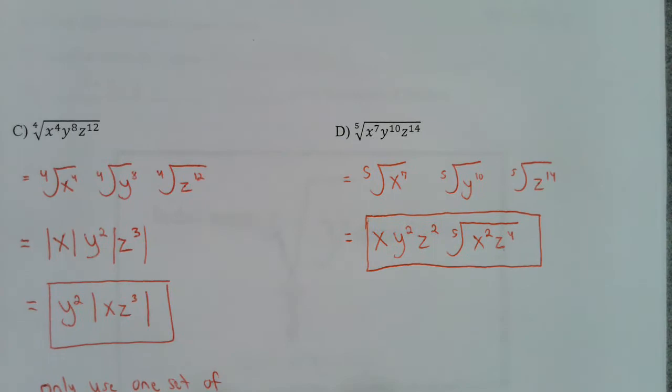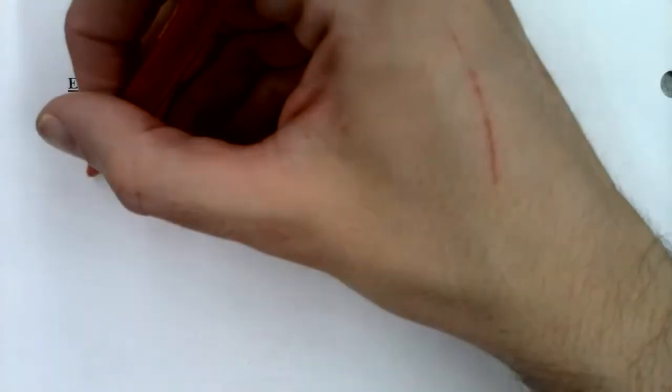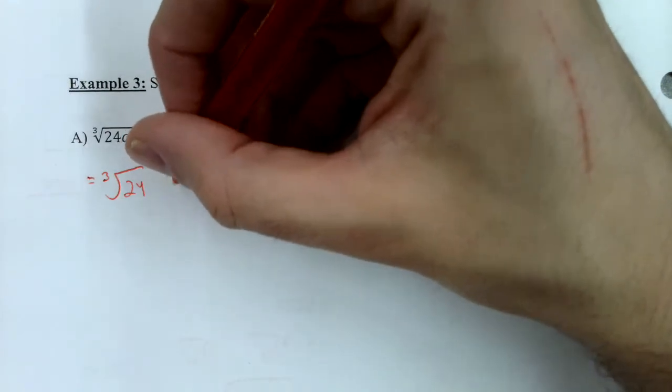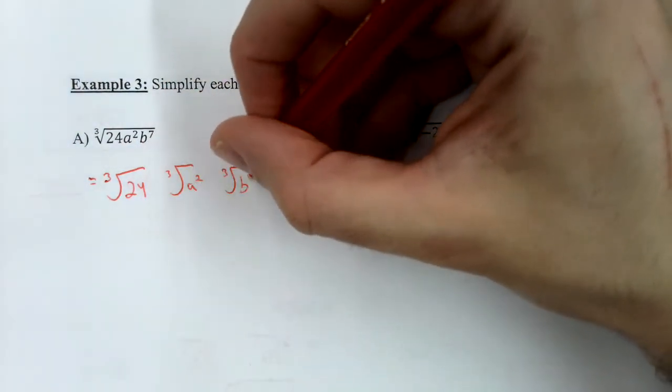Okay, now the last page, the hardest page. Now the numbers are not perfect, okay? So you cannot take out, well, let me first do this. Let me first separate it. So I'll do the cube root of 24. Then I'll do the cube root of a squared. Then I'll do the cube root of b to the 7th. You don't have to do that.